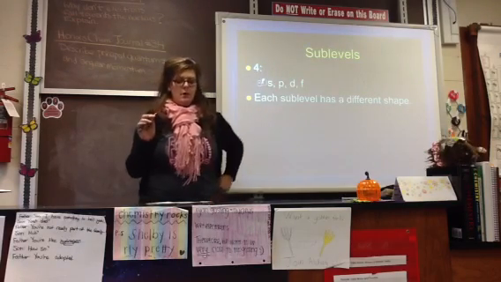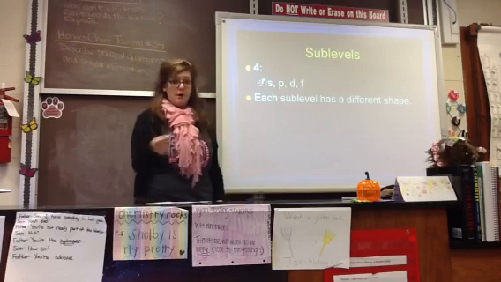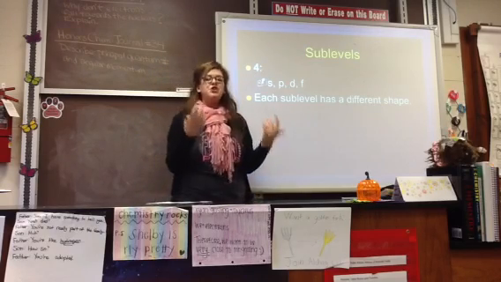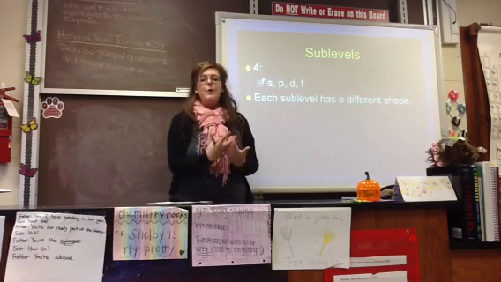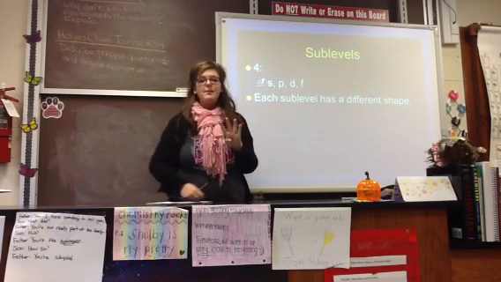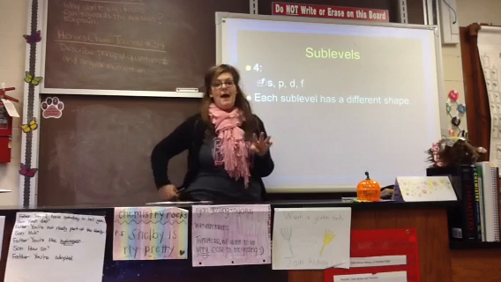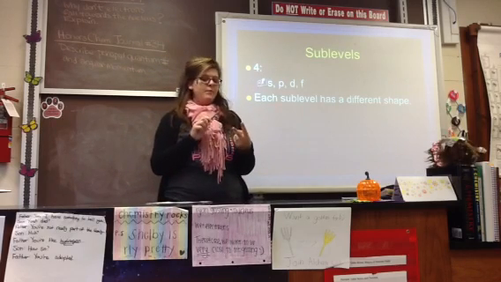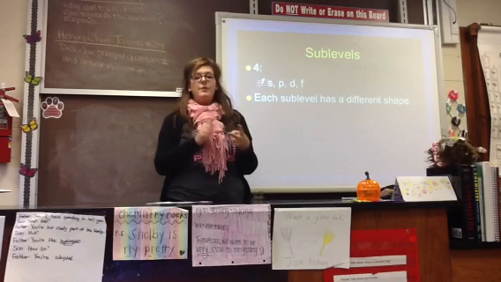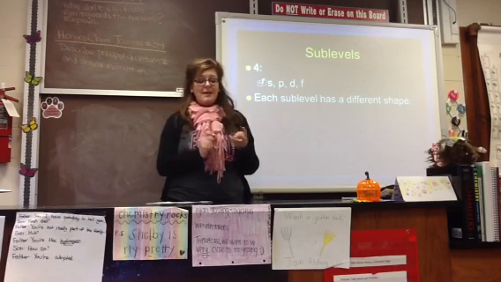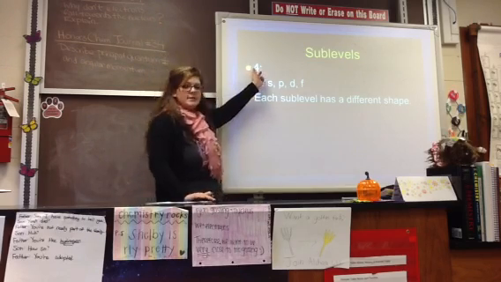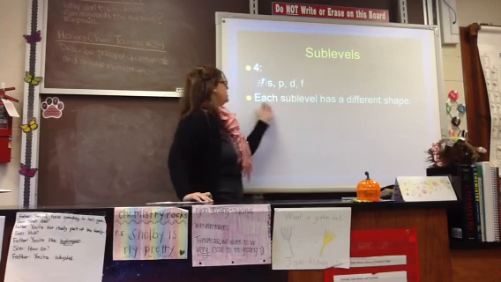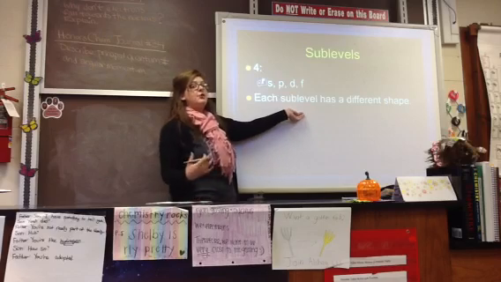So again, the angular momentum quantum number, symbolized L, tells me what shape my electron cloud will look like. There are 4 possible shapes that I could have. There's a shape designated for the S sublevel, one for the P sublevel, one for the D, and one for the F. So we have 4 sublevels, S, P, D, and F, and each sublevel has a different shape.